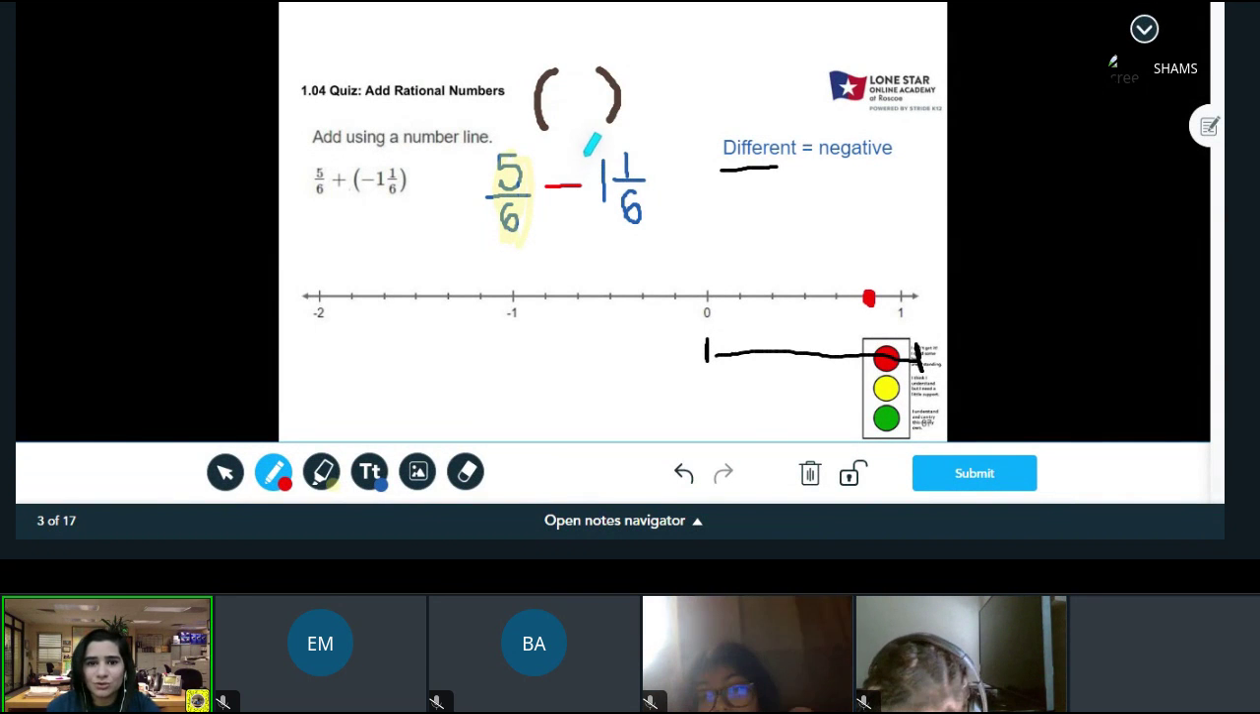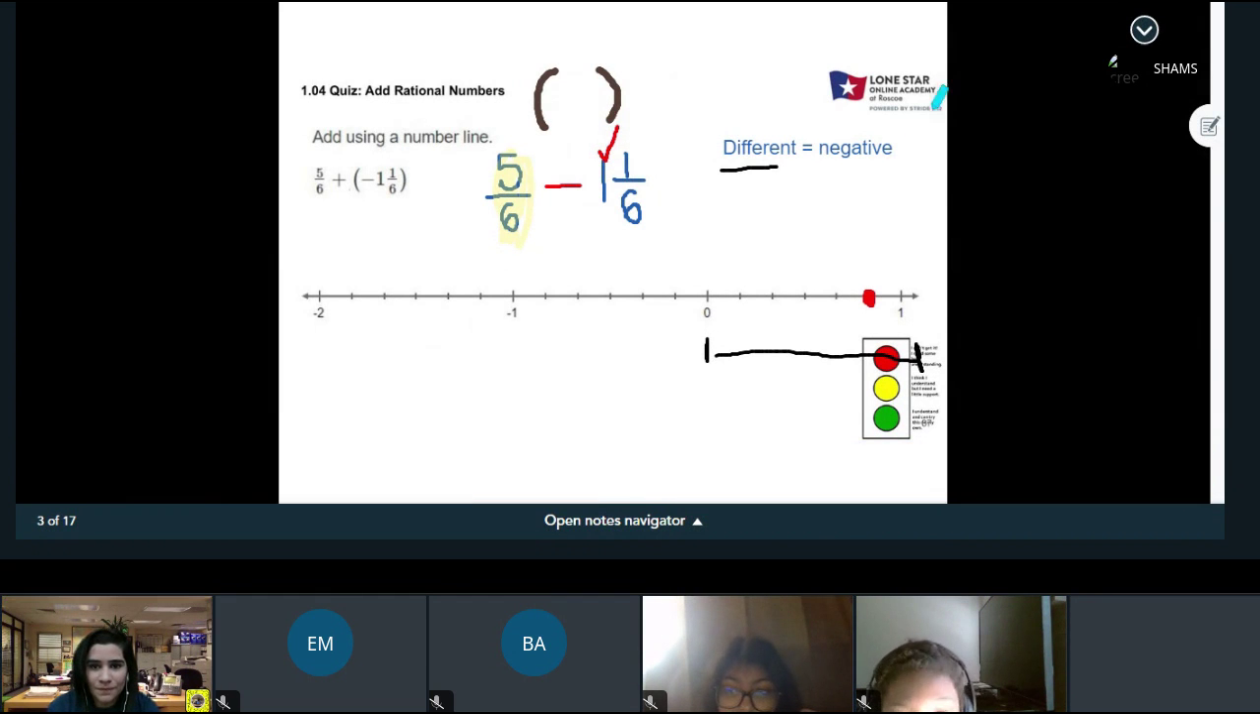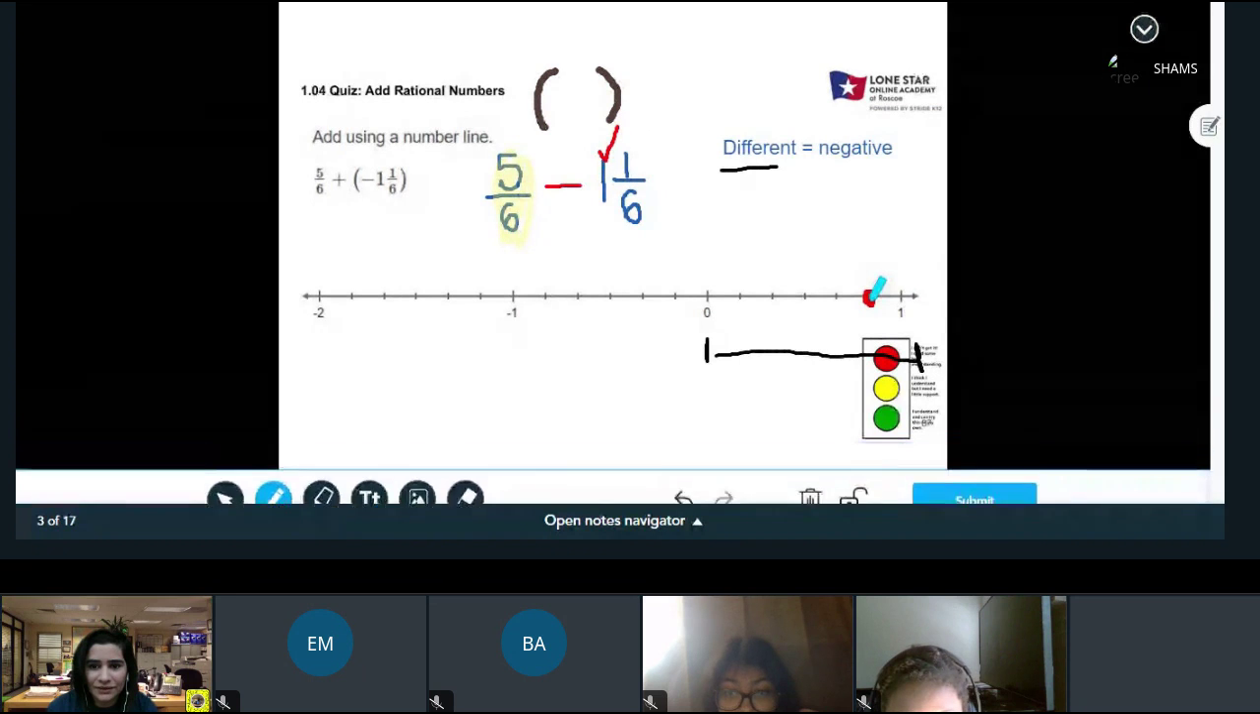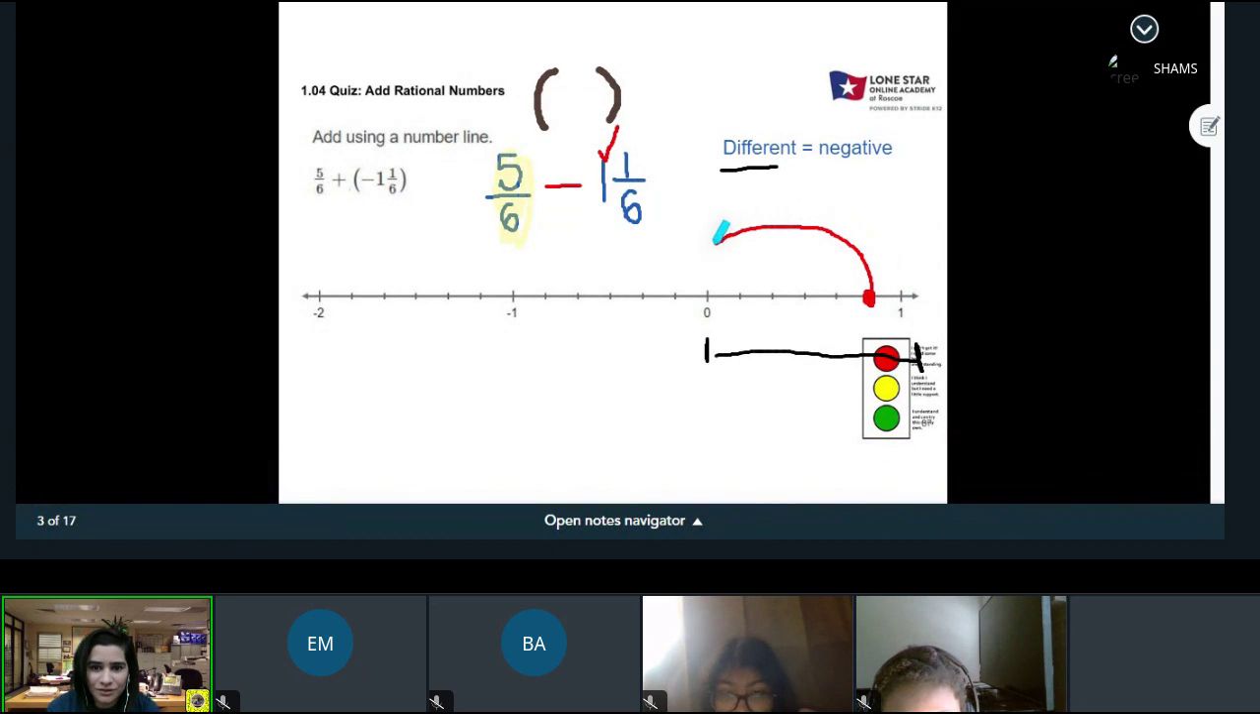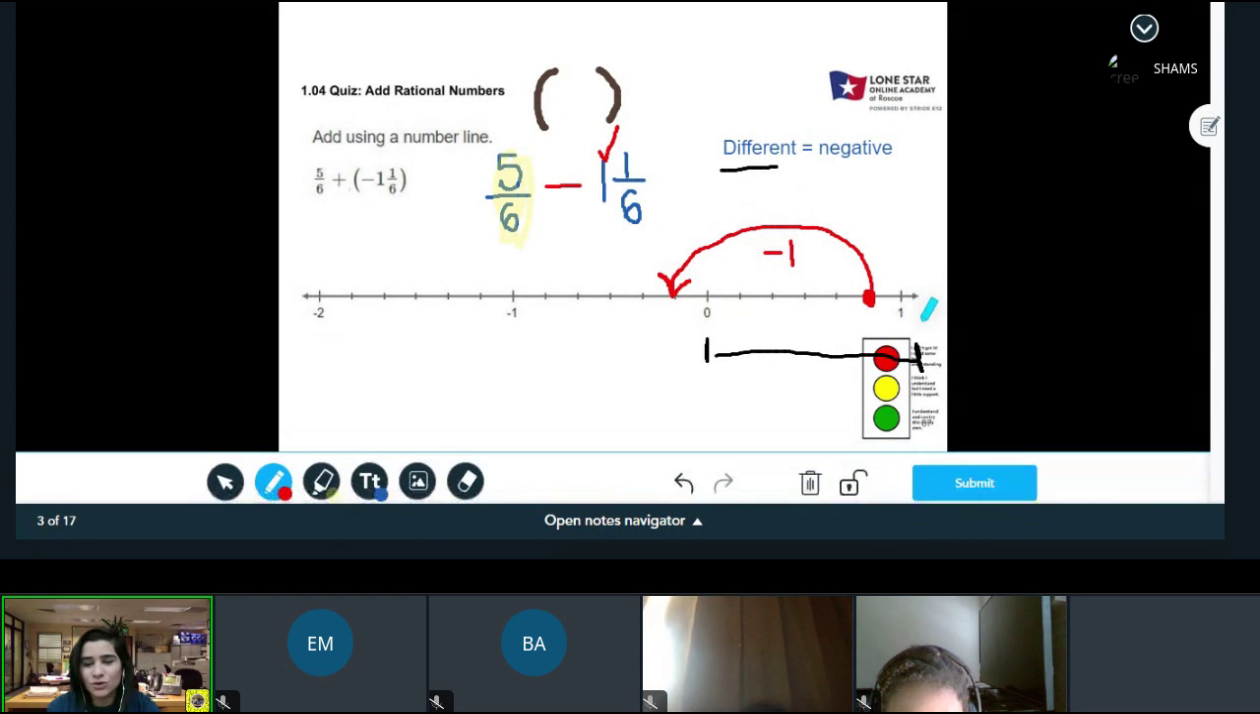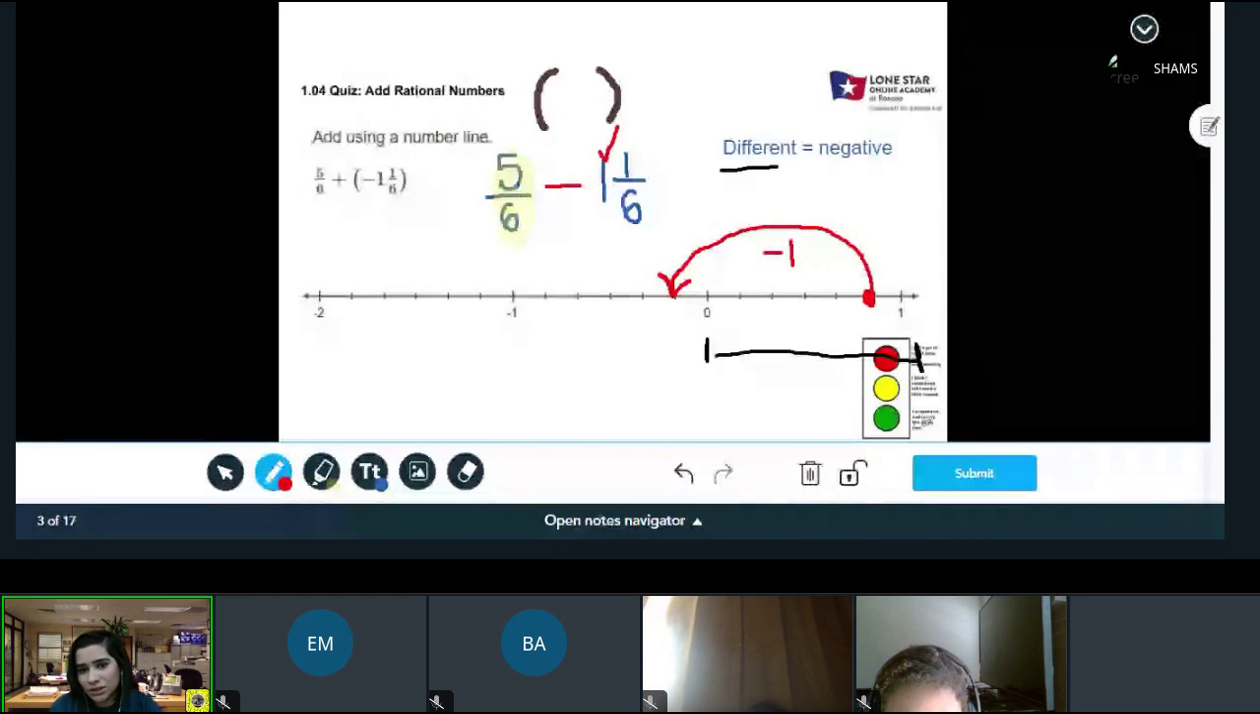Then I have to subtract 1. I'm going to subtract 1. That means I'm going to follow a pattern. This is how I'm going to subtract 1. I have just subtracted the 1 right now. How do I know I subtracted 1?